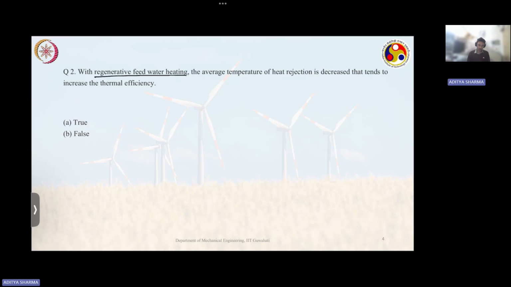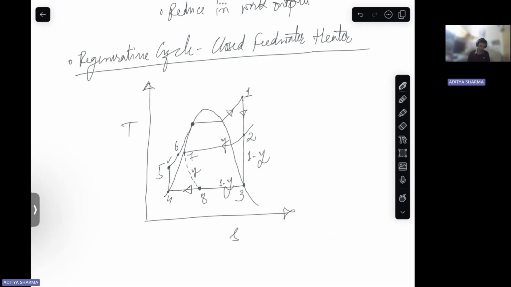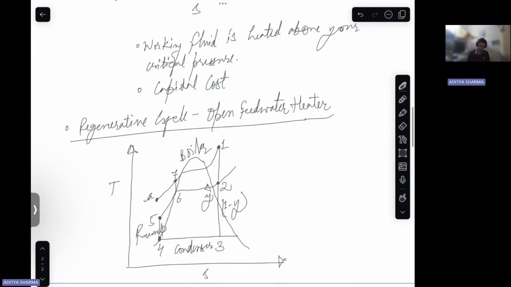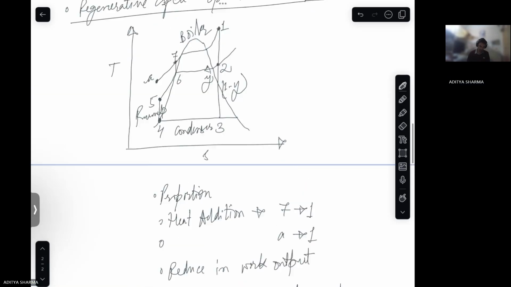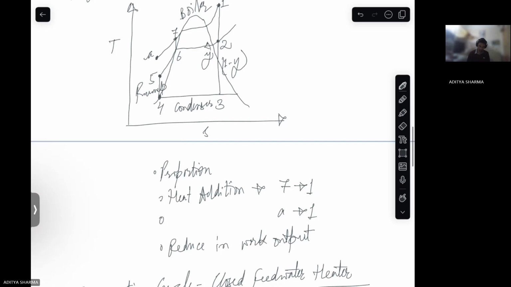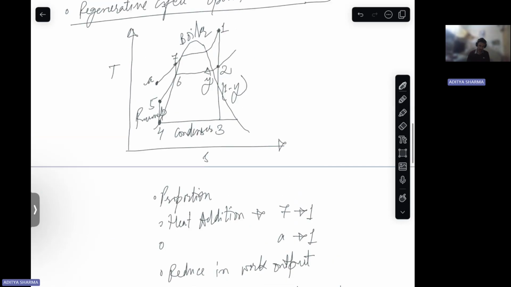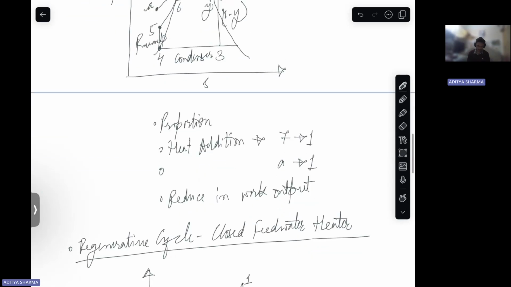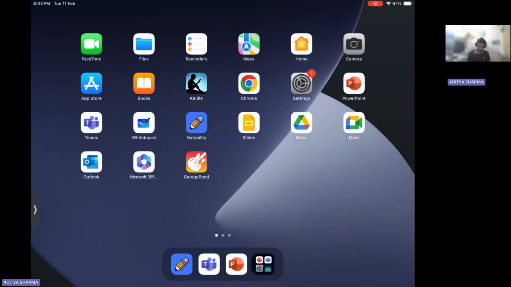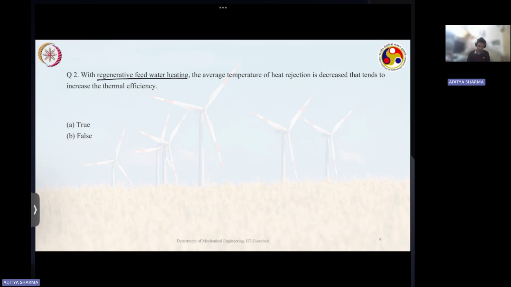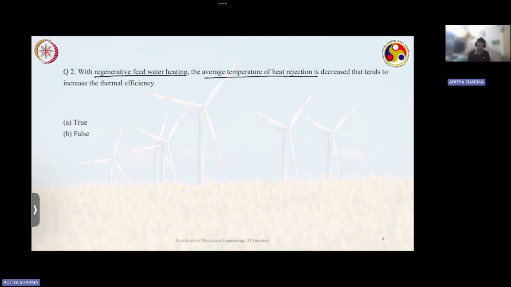So if you see your regenerative feed water heating right here, these two cycles, if you see, here the heat addition reduces, right? So your energy efficiency increases. Then your work output also reduces. But in no case is your average temperature of heat rejection being touched. Okay.